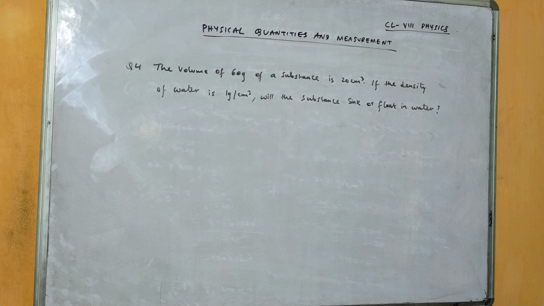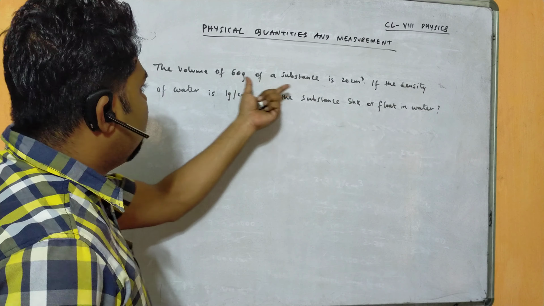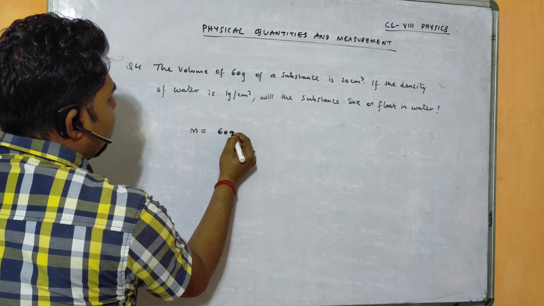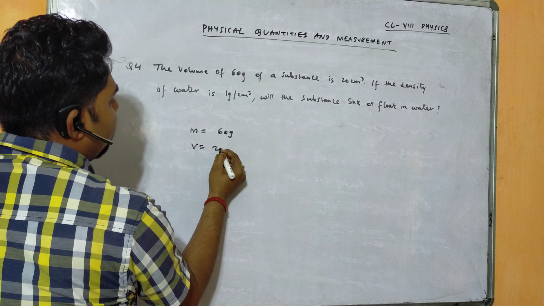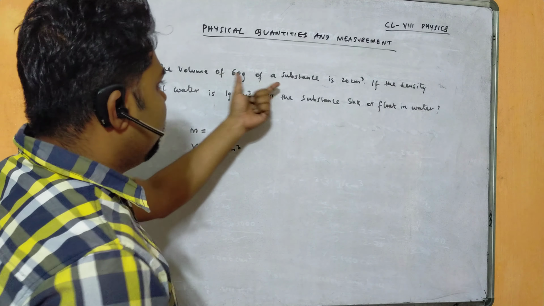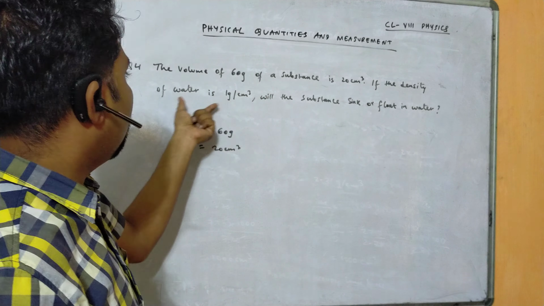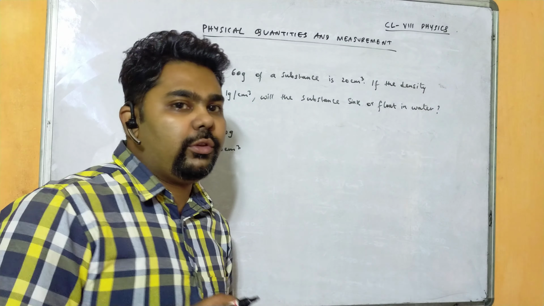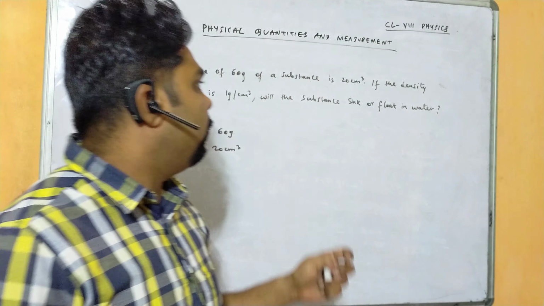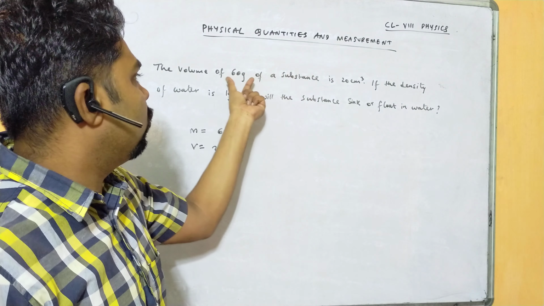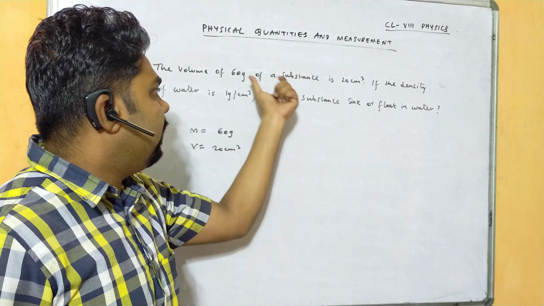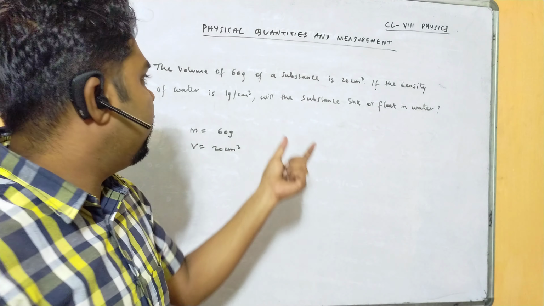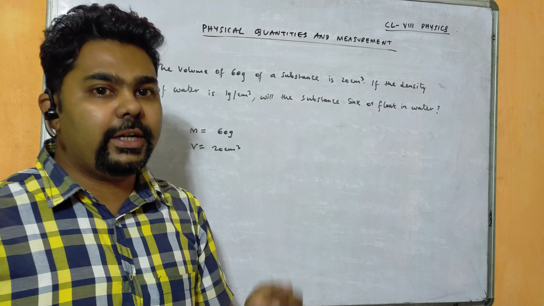Question number 4: the volume of 60 gram of a substance is 20 centimeter cube. That means mass here is given 60 gram and volume is given 20 centimeter cube. If the density of water is 1 gram per centimeter cube, will the substance sink or float in water? So what is the question here? We have water and we need to calculate the density of this substance whose mass and volume is given. After calculating that density, we have to compare it with the density of water. If it is more than 1 gram per centimeter cube, then definitely it will sink inside.